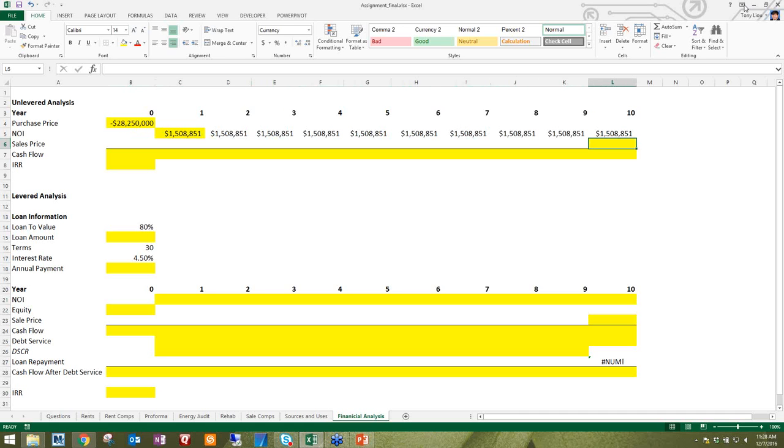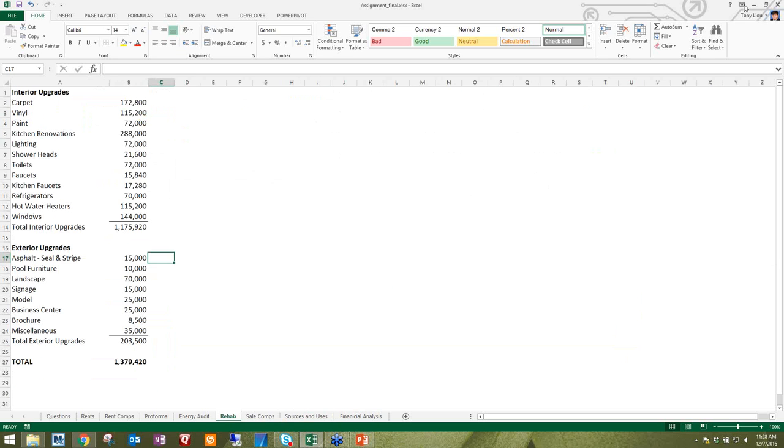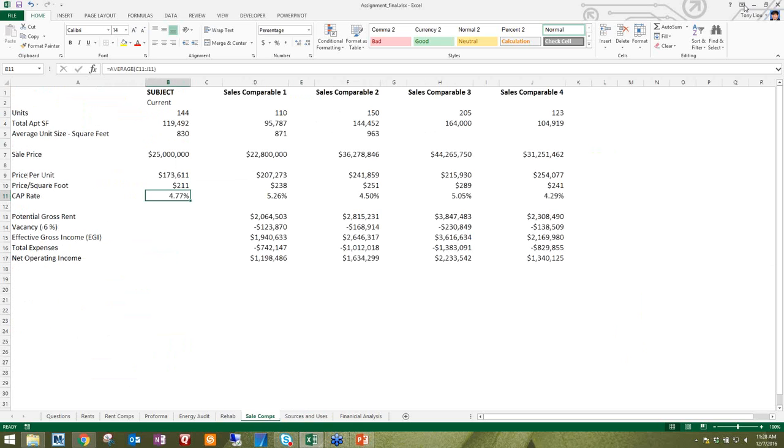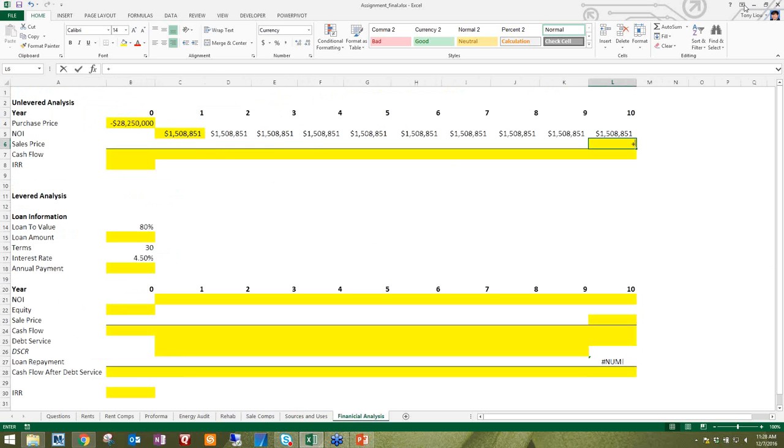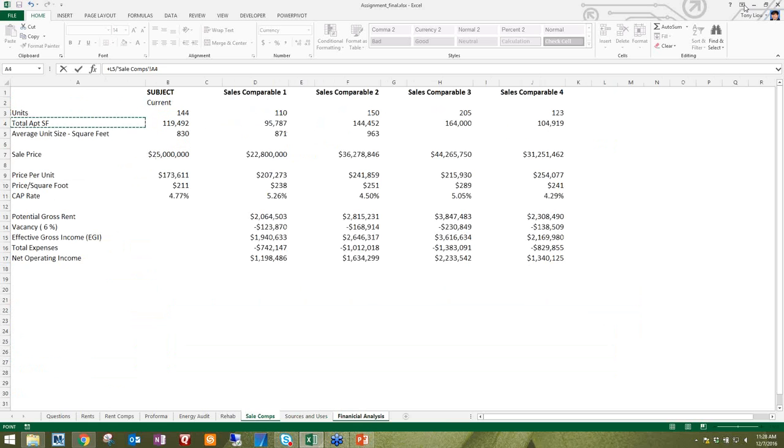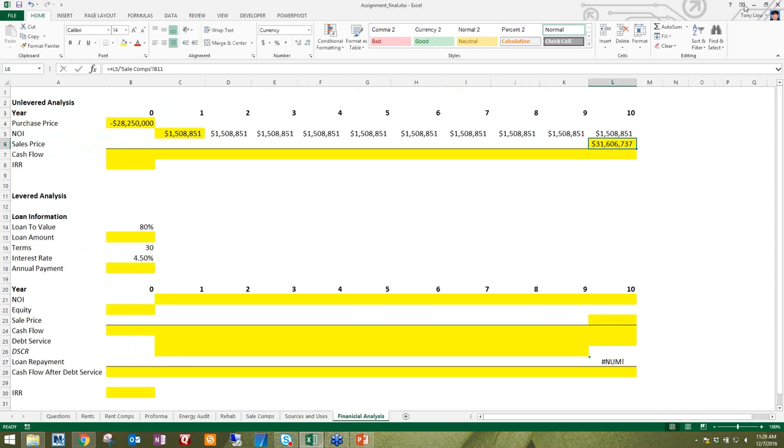And then we have a sale price. Again, we want to know the cap value of this. So we take the NOI at the exit cap rate, and we determine the cap rate is 4.77. Our sale price is $1.5 million NOI divided by the cap rate of 4.77. So we're going to sell it for $31 million.